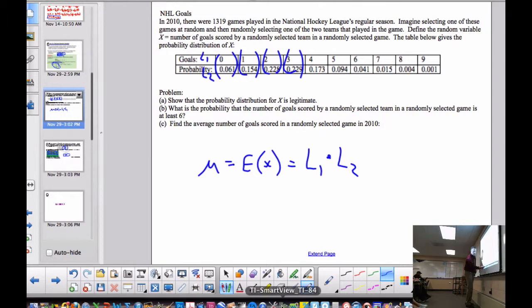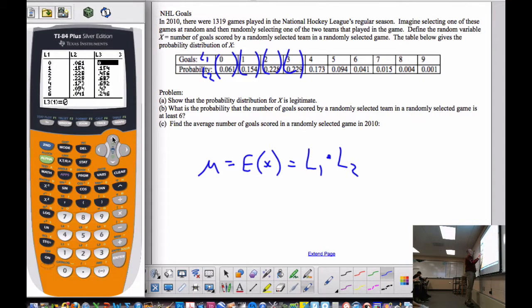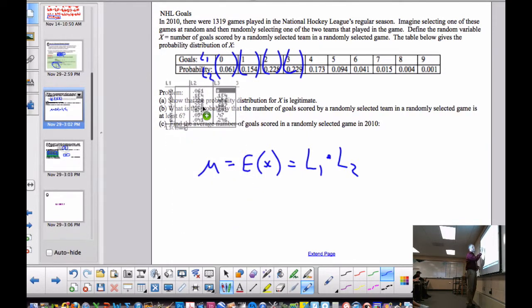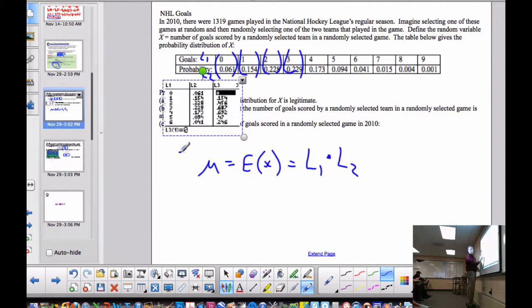Right away. So if I go to my calculator, go to list 3, clear it out, and then do L1 times L2. Hit enter, and you got your numbers. Now, these numbers right here represent this times this. This 0.14 is these two multiplied, etc., etc. So what do I need to find my value? I need to add them up, right?